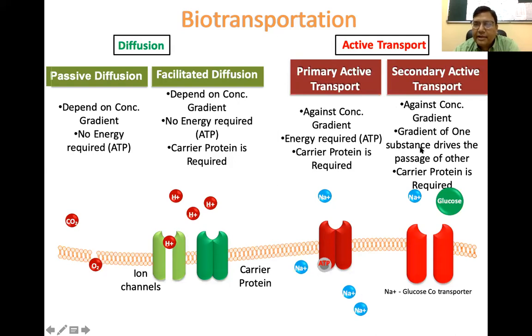While in the secondary active transport, what happens? The gradient of one molecule or one substance drives the passage of the other molecule. There is no requirement of ATP, but there is a requirement of the carrier protein, and it is the movement of one molecule or substance which moves the other molecule. So the movement of both the molecules can be in the same direction, that is the symport, or in the opposite direction, that is the antiport. That means the second molecule is moving opposite to that of the first molecule.